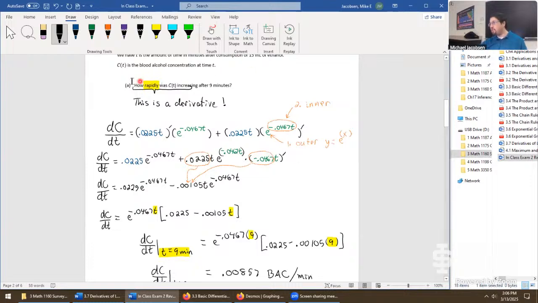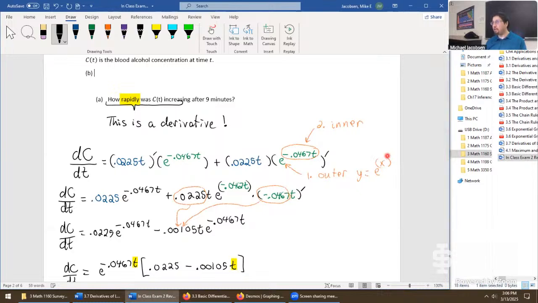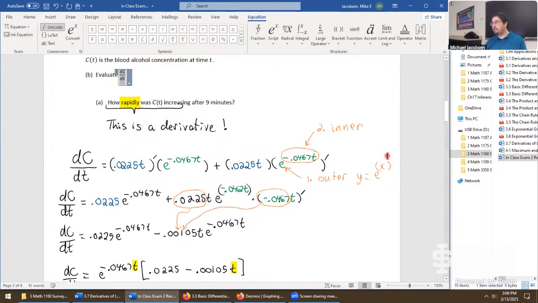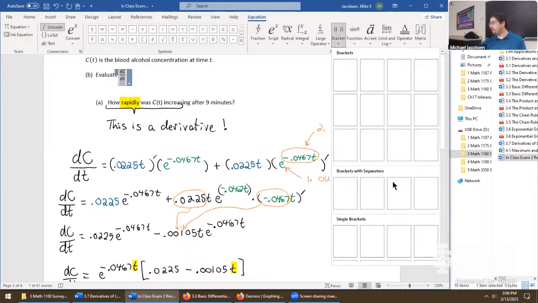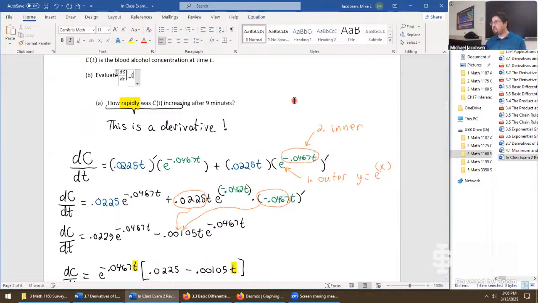Okay, part A was how rapidly was C of t increasing after 9 minutes? This is how I'd actually write it out as an exam question. Let's call it part B. The question would be, evaluate dC/dt at, uh-oh, that's a little bit harder than I remember. I need a bracket. I have all these shortcuts at home, and I forget that typing this out on someone else's computer is not very friendly. There we go. Evaluate this at t equals, let's make this one be 60 minutes.